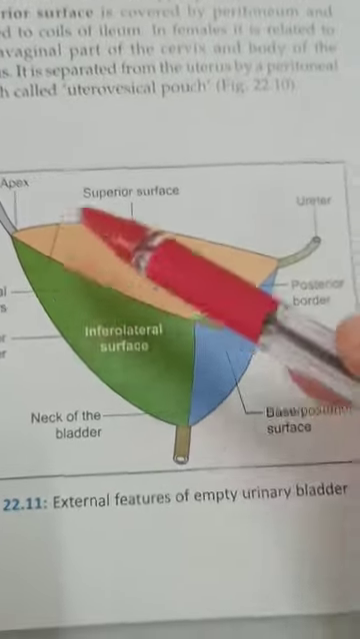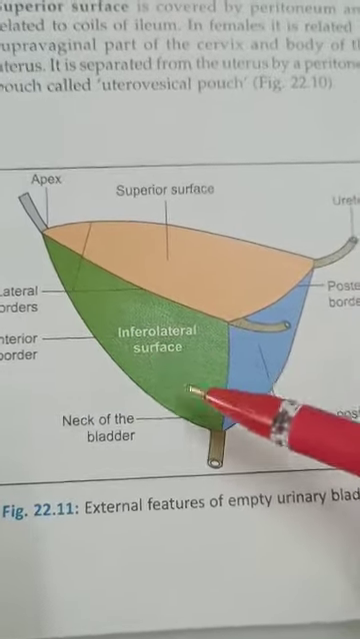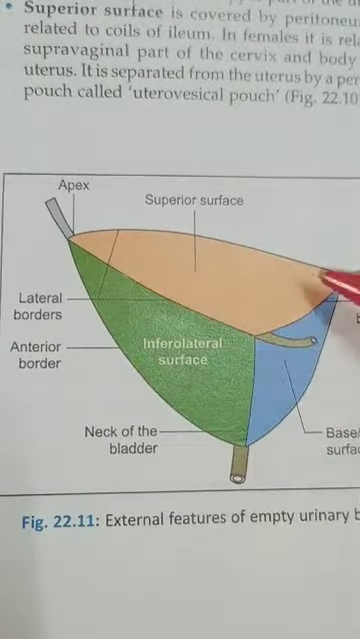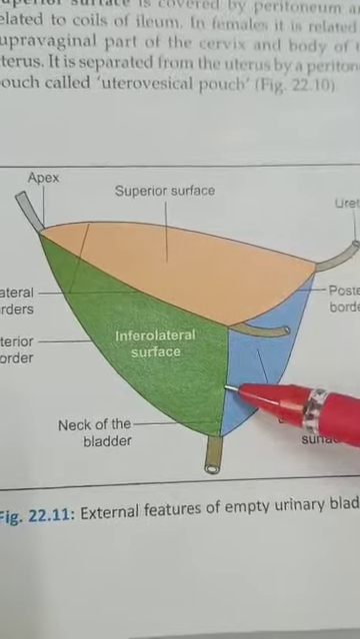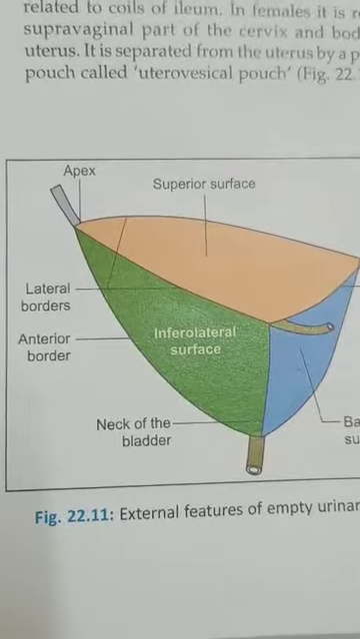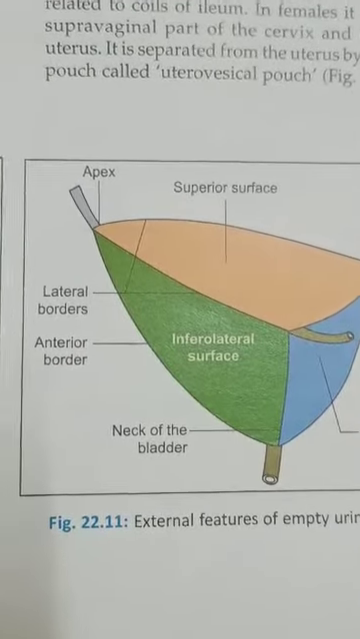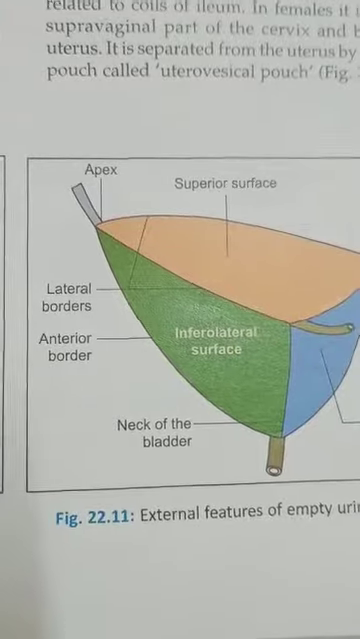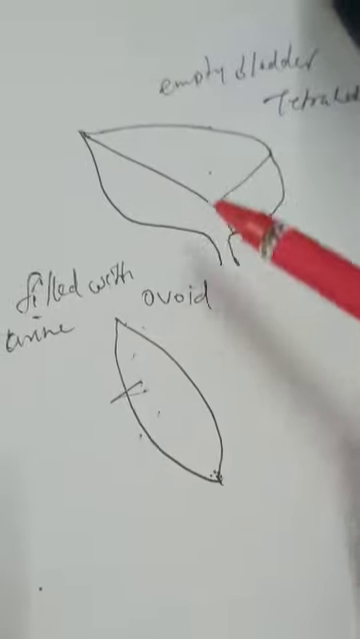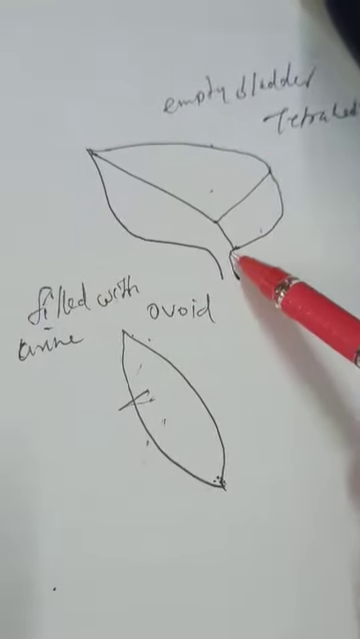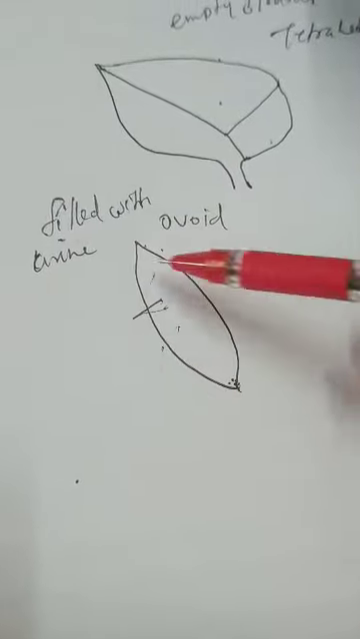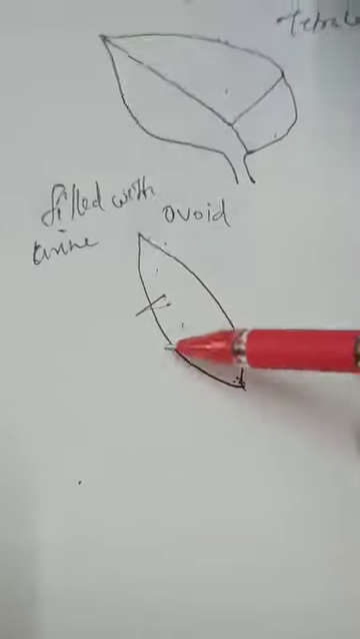This is the diagrammatic representation of the urinary bladder. Regarding the shape, when it is empty, the urinary bladder is tetrahedral in shape. If it is filled with urine, the urinary bladder will become oval in shape. So this is the empty bladder, tetrahedral in shape, and the same bladder when filled with urine changes its shape to an oval or ovoid shape.